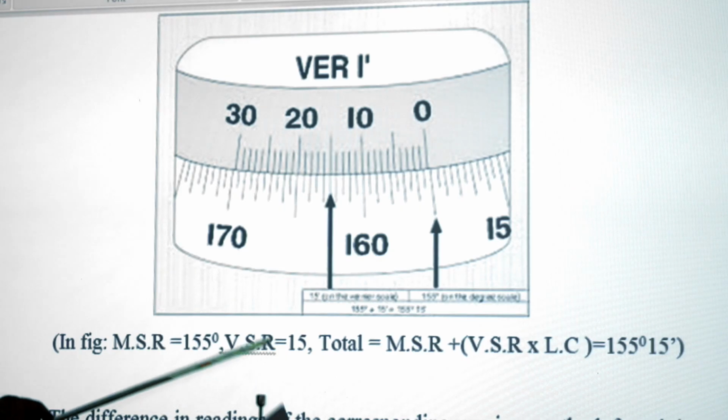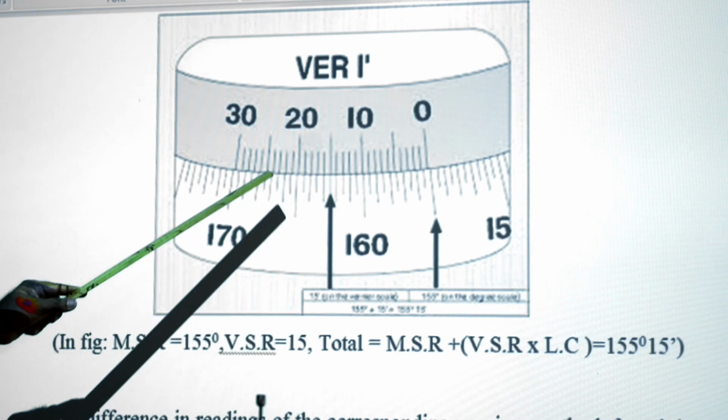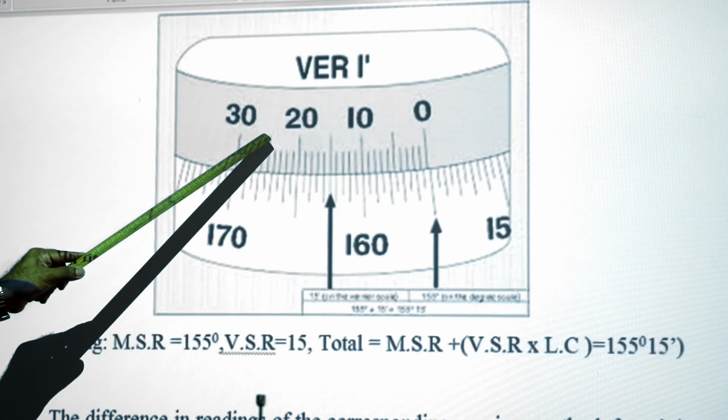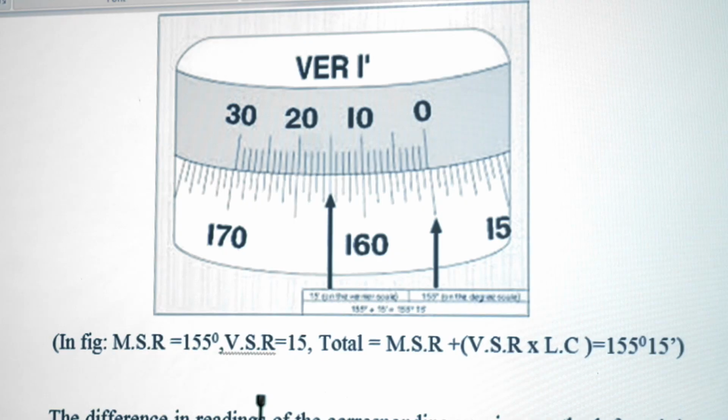Least count is the main scale division divided by the number of divisions on the vernier. The value of 1 main scale division is 0.5 degree, that is 30 minutes, and the number of divisions on the vernier is 30. That is 30 minutes divided by 30, which is equal to 1 minute. That is the least count.